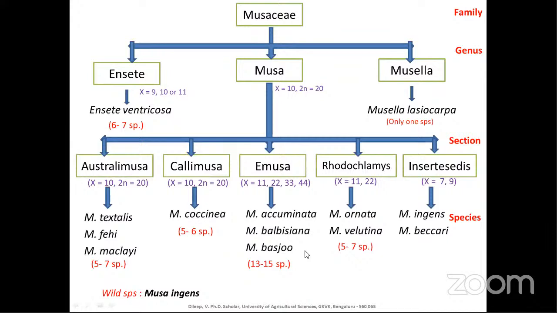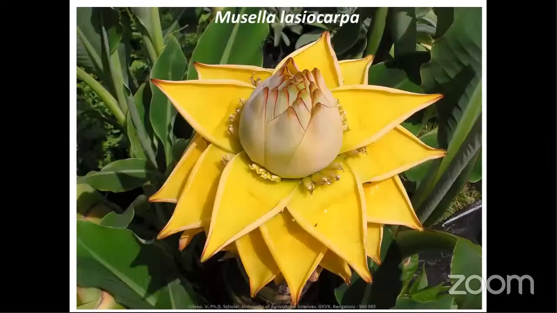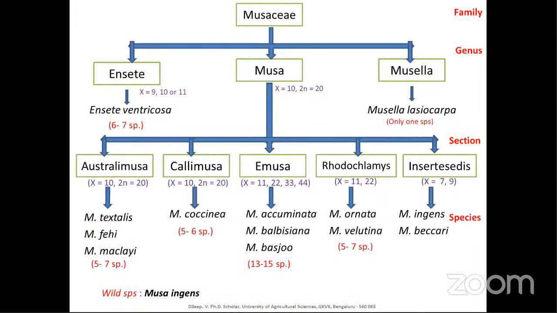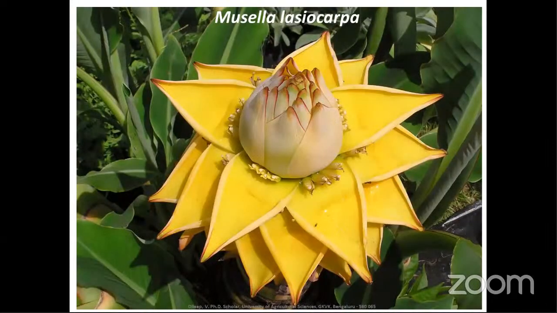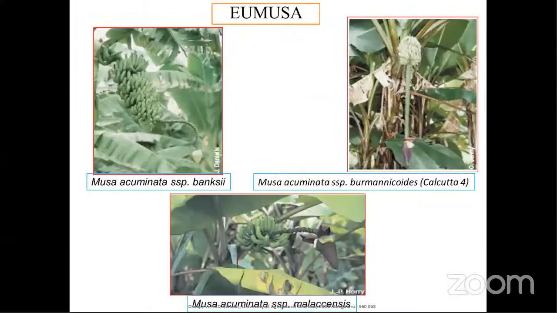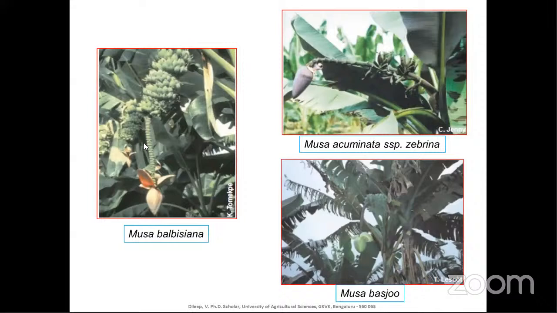So I will give the list of the characteristic features of the species. Don't worry about it. One of the important points, I said, is that there is only one species in the Musella genus, that is Musella lasiocarpa. This is ornamental, I think it is used for ornamental purpose. And these are some of the species that belong to Eumusa: Musa acuminata subspecies banksii, and some of the subspecies of Eumusa. So this is balbisiana and Musa basjoo. And this is acuminata subspecies zebrina.